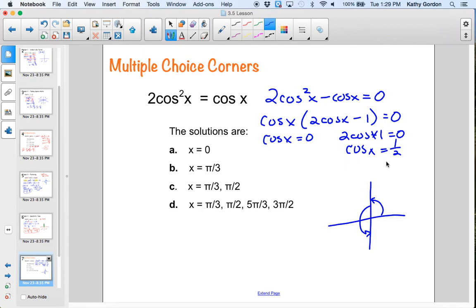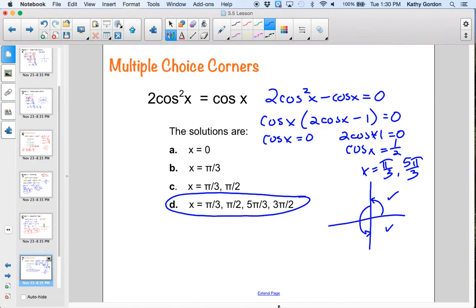Now if we continue and we figure out this one as well, cosine being positive means we have to be in the first or the fourth quadrant. And for 1/2, cosine means I'm looking at pi over 3. So pi over 3 would be my first quadrant angle. And then 5 pi over 3 would be my fourth quadrant angle. So this is the total set of solutions. Pi over 2 and 3 pi over 2, pi over 3 and 5 pi over 3.